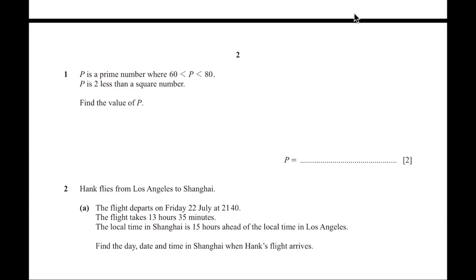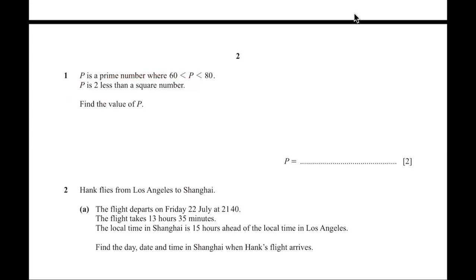P is a prime number, where P is more than 60 and less than 80. P is 2 less than a square number. So these are all the square numbers in close proximity to the range given. You need to see this as 2 less than a square number. So it is not a square number, but it's 2 less than a square number. So just write that it's a prime number as well.